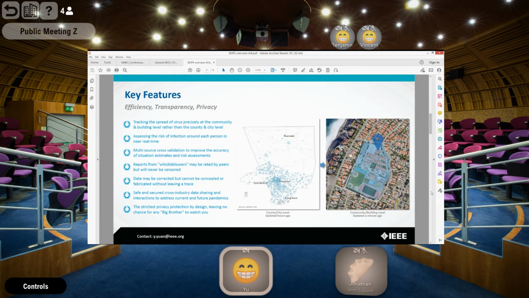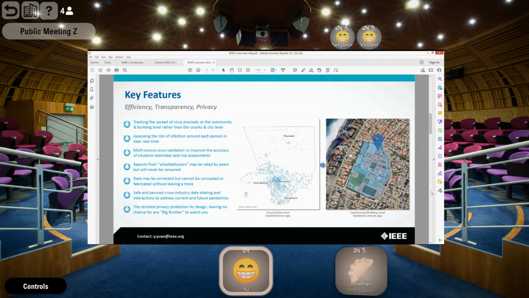so that we could tell people, hey, this community or this building is at higher risk than others, so that people could use this to guide their daily life and work more precisely. And in that way, the impact on our economy and on our daily life could be minimized.